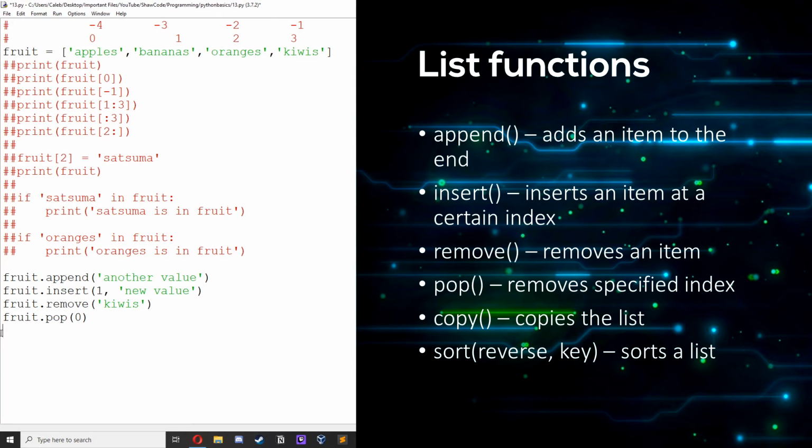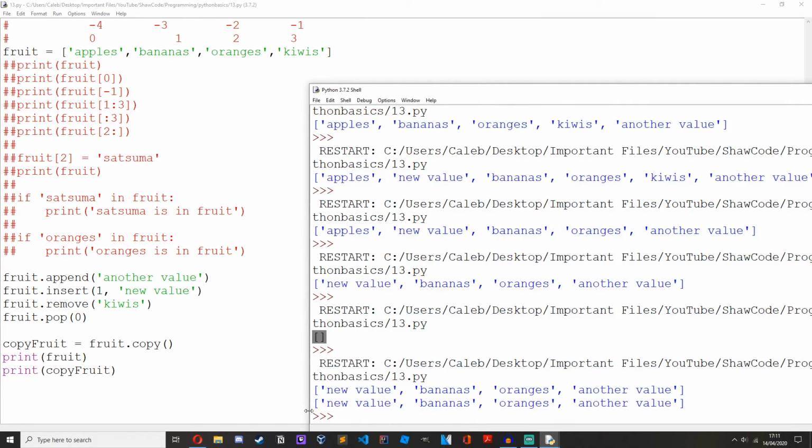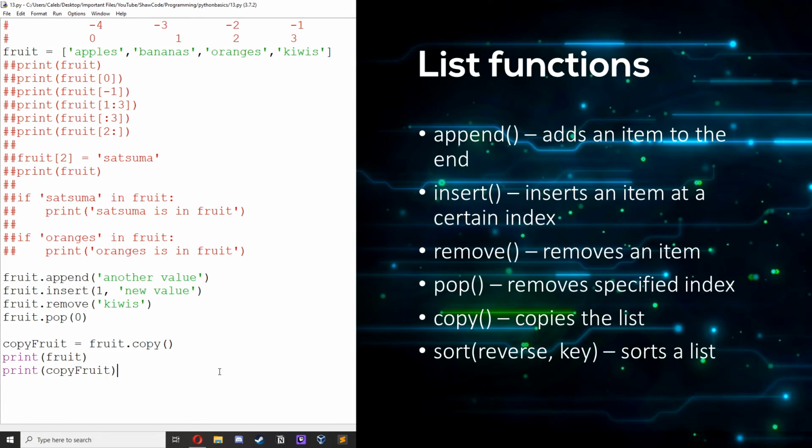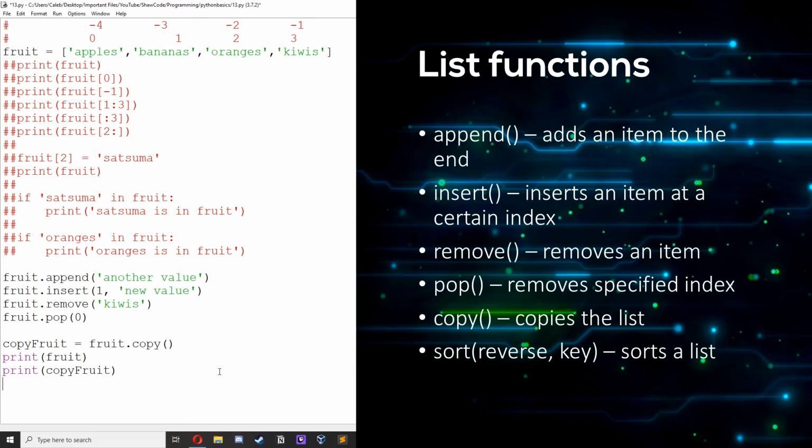For the copy function, you would usually assign it to a variable. So let's just call it copy_fruit equals fruit.copy. And then if we print out fruit and print out copy_fruit, run it, and as you can see, we've now got two different lists that have the exact same values because one has been copied. We can also reverse the order of a list, so we can do fruit.reverse.